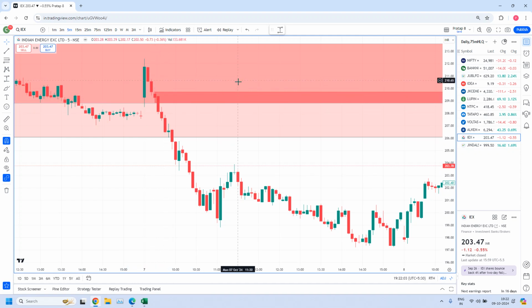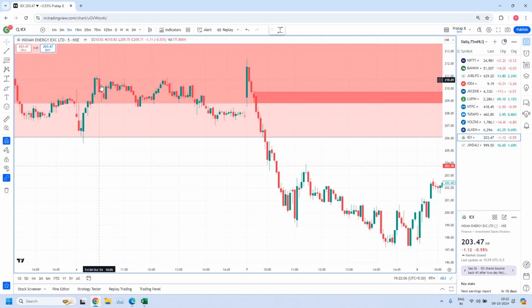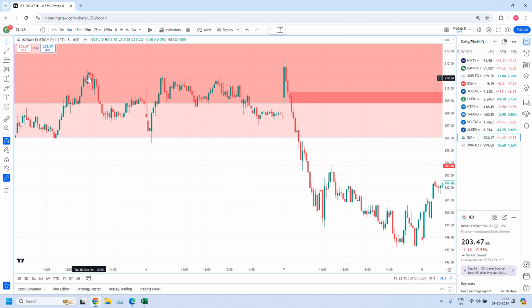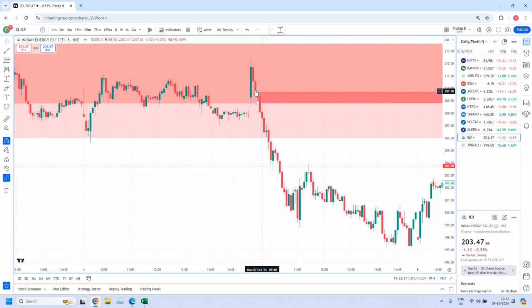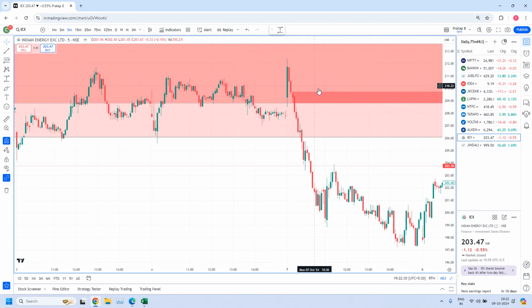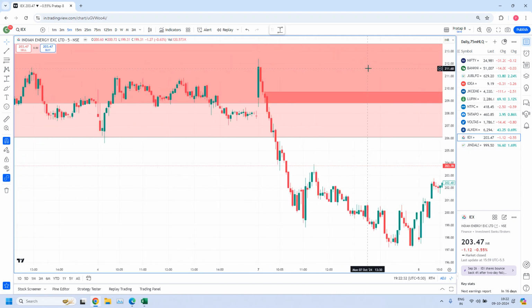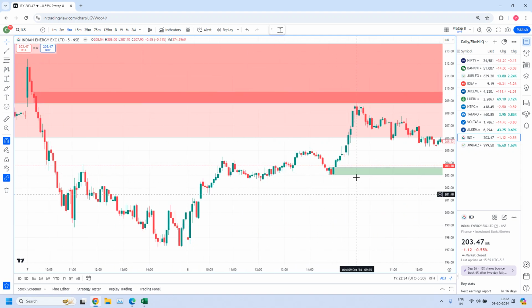This is the area. Earlier, all the 5 minute zones worked very well. At least one test, minimum one test they have given. See, rally-base-drop. This is the retracement and gave the profit. Again, next time within this drop-base-drop, this is the retracement. Again, they gave the profit and came down. Now, in this move, prices came down. Institutions created a new 5 minutes fine-tuned zone inside this 15 minutes area. Drop-base-drop.